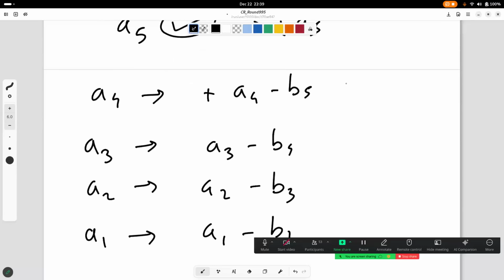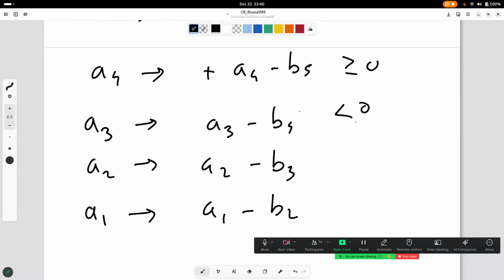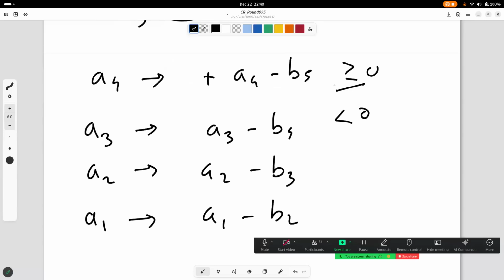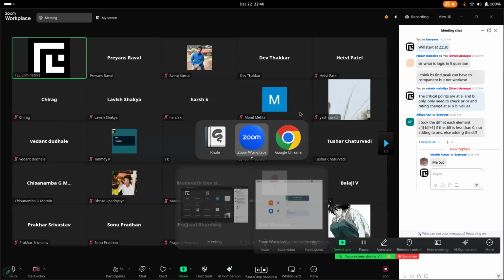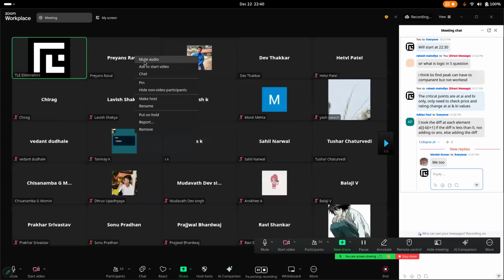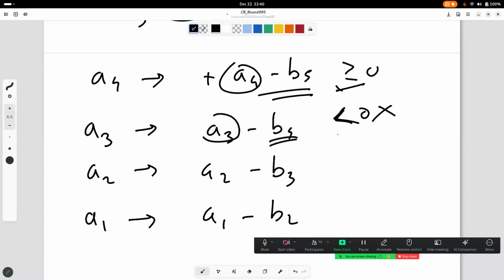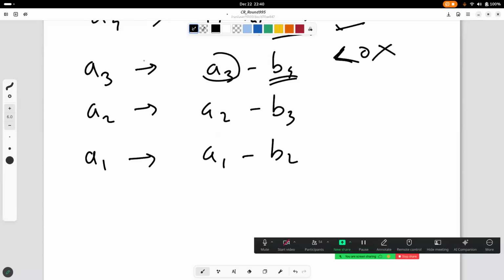And we can just check if each of these things is greater than or equal to 0, or less than 0. If this is greater than or equal to 0, then we can choose to solve A4. In that case, we will at best be incrementing our answer. If this is less than 0, then we won't solve A3, because if we solve A3, then we are basically adding a greater number over there. So yeah, that was the overall logic.